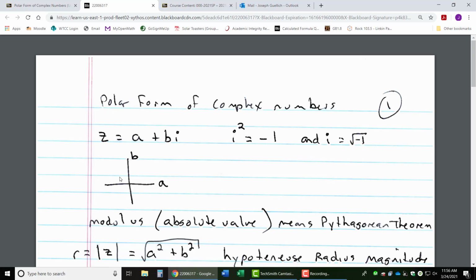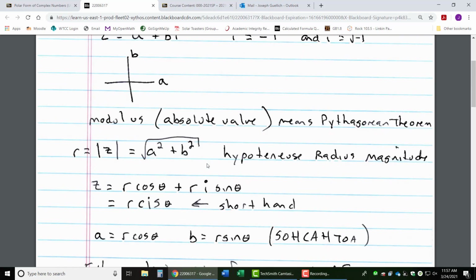One of the things you'll do on some of the homework is plot the point. So a represents the x coordinate, b represents the y coordinate, and you plot the point just like any other xy point. Some new terminology that you'll see: modulus. It does mean absolute value, and you will see those single vertical bars, but because this is an imaginary complex number as opposed to a real complex number, you need to do the Pythagorean theorem to figure out that modulus answer. And this is just like the hypotenuse, radius, magnitude that we've done throughout this semester.